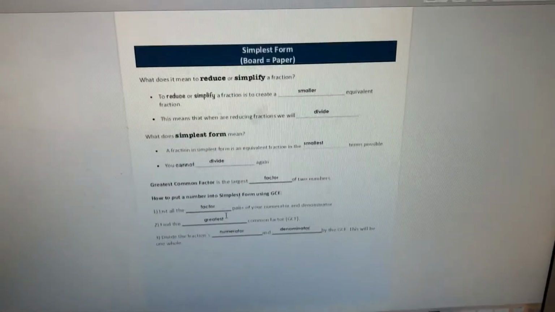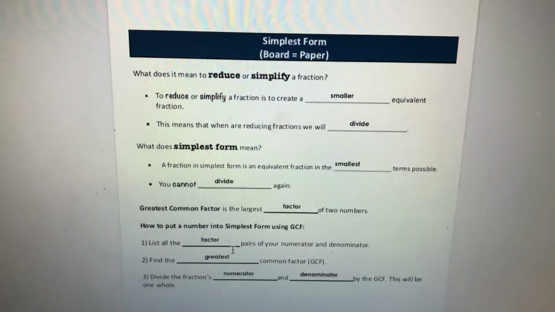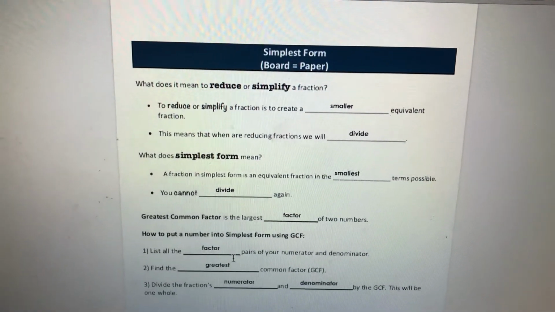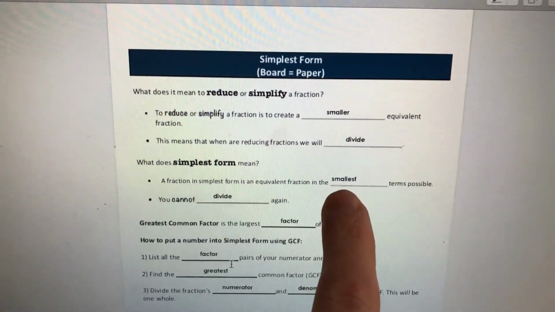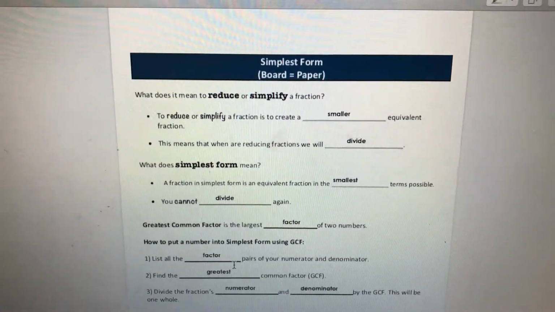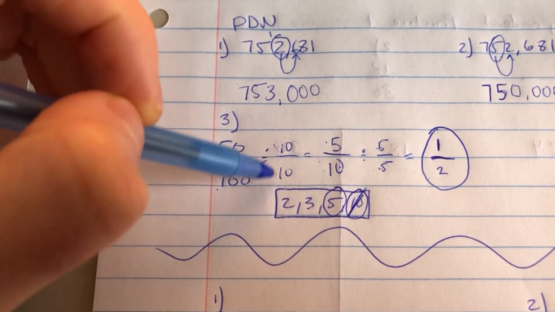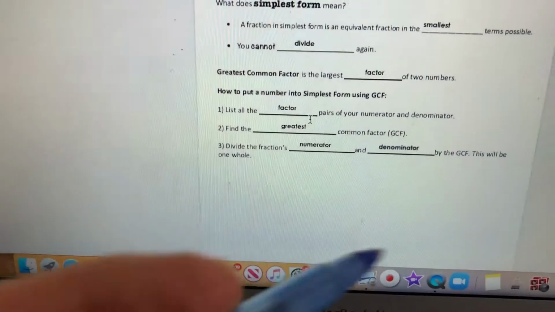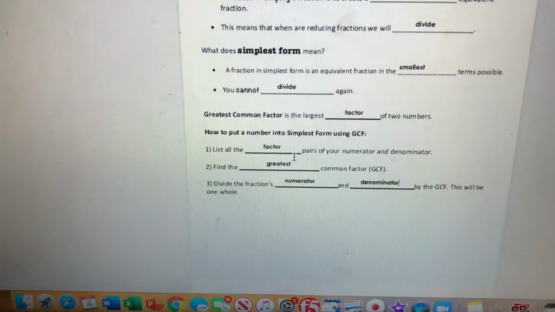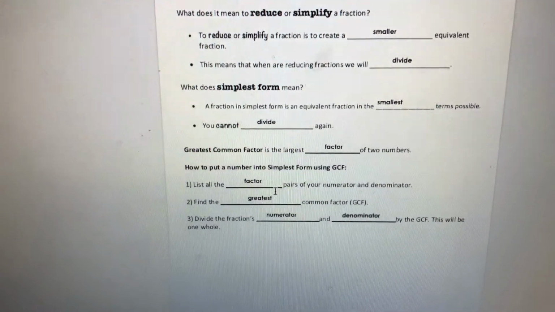Today we're going to talk about simplest form again, just like we just did in that PDN. When we reduce a fraction to its simplest form, we're creating it in the smallest possible terms, which means we cannot divide it again. We've been using our divisibility rules, which as you saw over here, made us have to do 2 different division problems. Right? We had to divide by 10 over 10 and by 5 over 5. We're going to work today using our greatest common factor, which will make it a little bit easier for us, and use our factor pairs that we did yesterday to find the simplest form.